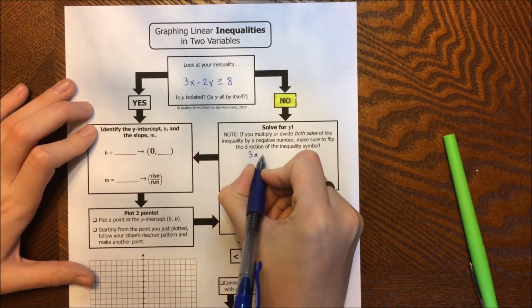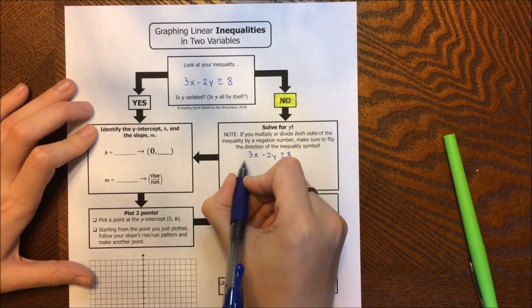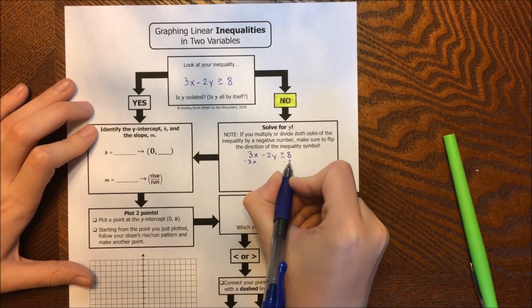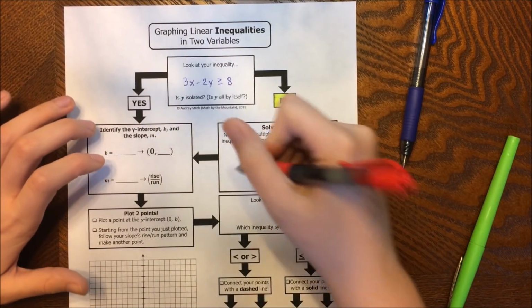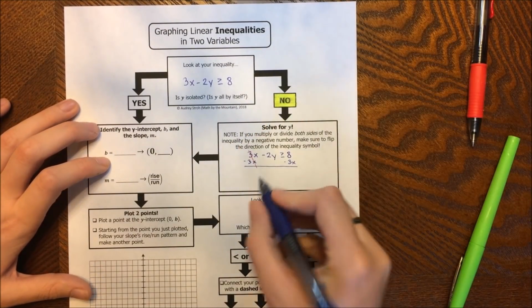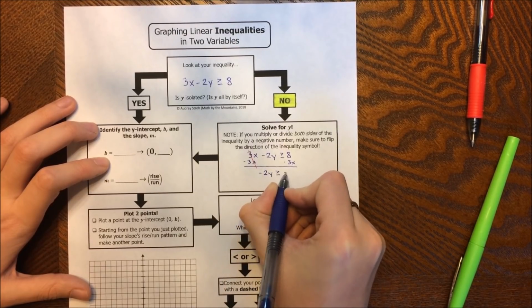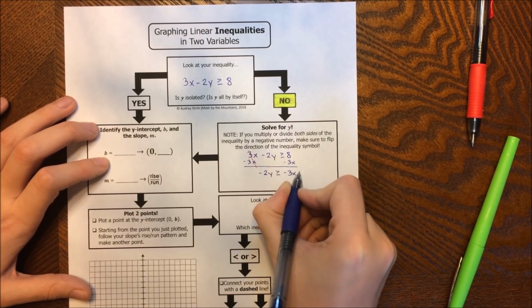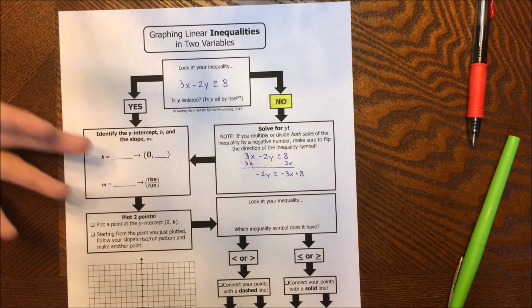So again, we have 3x take away 2y is greater than or equal to 8. We're going to have to start off by subtracting 3x from both sides. If we do that, the x's cancel, and we're now left with negative 2y is greater than or equal to negative 3x, and that 8 we had was originally positive. Alright, so far, no problem.